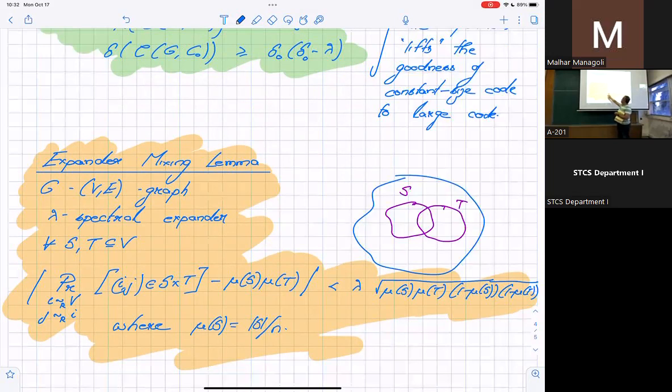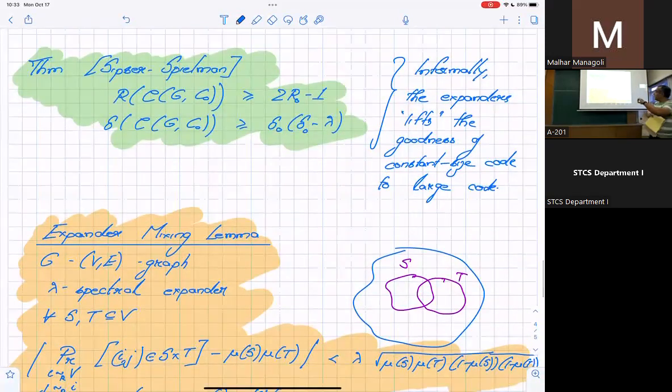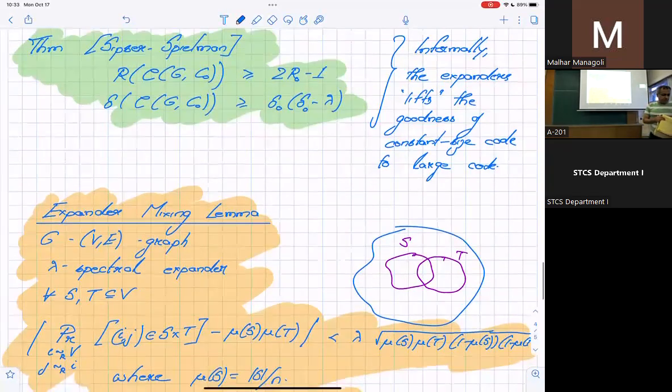That's mu s times mu t, and that difference is at most this one. This is what the expander mixing lemma states, and the distance property just follows from the expander mixing lemma. In your third problem set, they will break up the proof of the expander mixing lemma into parts. In one problem you will prove the expander mixing lemma. In the other part, you will use the EML: given the EML, you will prove the distance statement.